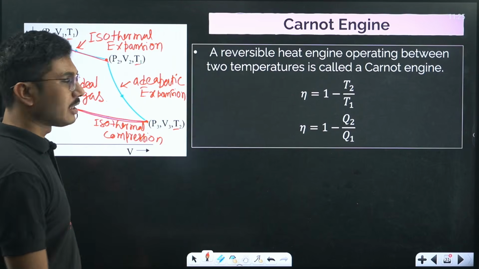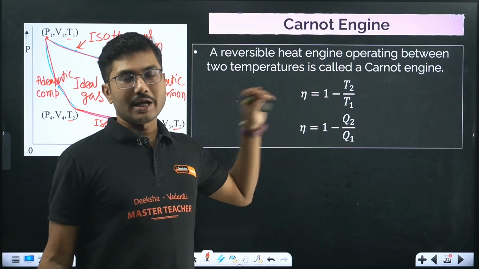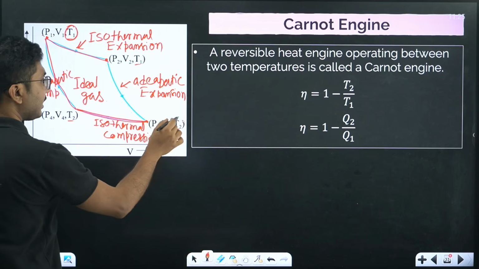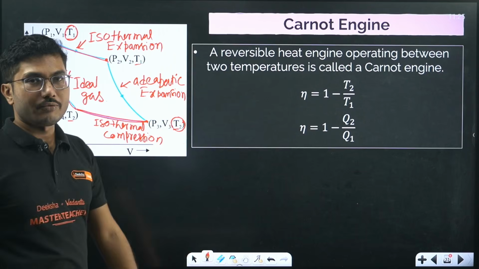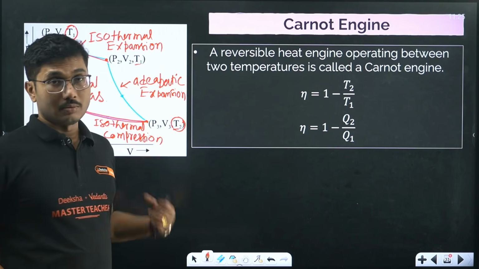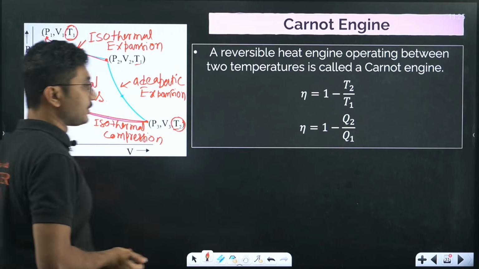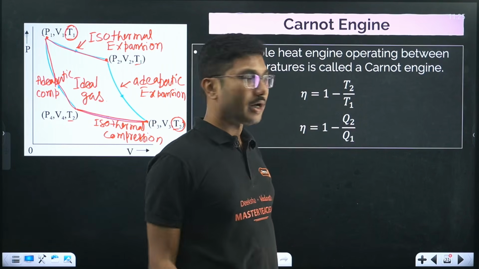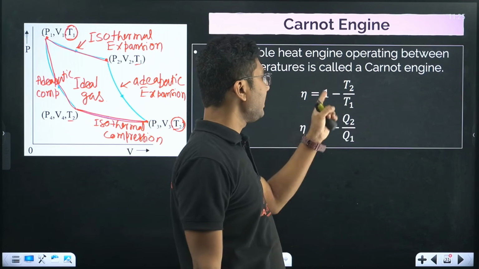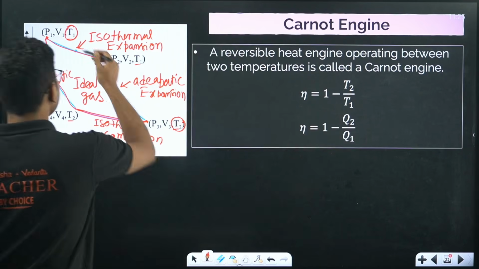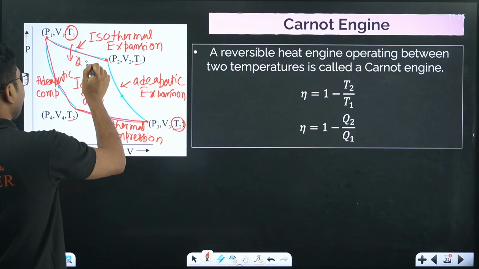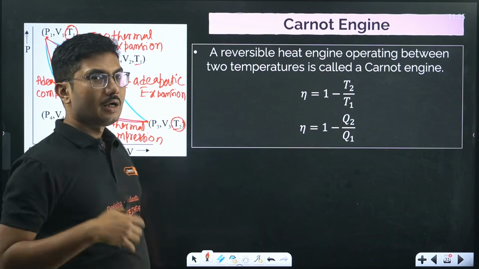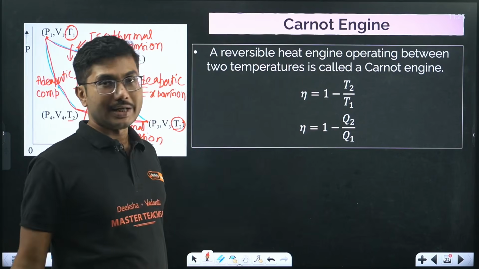And remember that in the Carnot engine, the efficiency depends on two things: the initial and final temperature. These two temperatures are very important for the Carnot cycle processing. So the efficiency is 1 minus T2 by T1, or sometimes 1 minus Q2 by Q1. So Q2 is the heat that is being absorbed during the first process and the heat that is being released in the second process. So this is the process on which the efficiency depends.